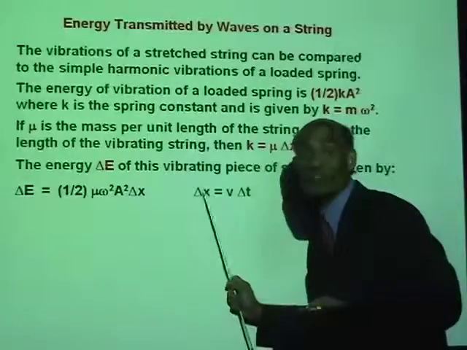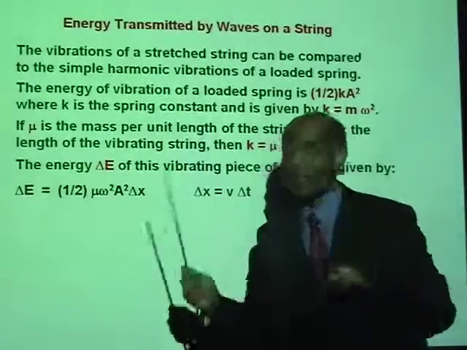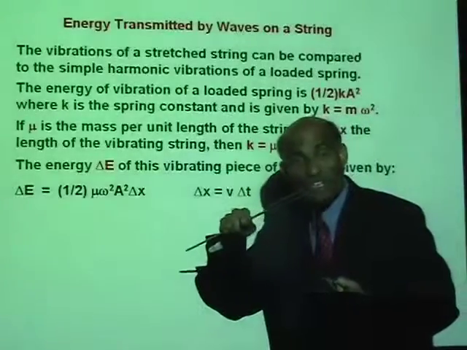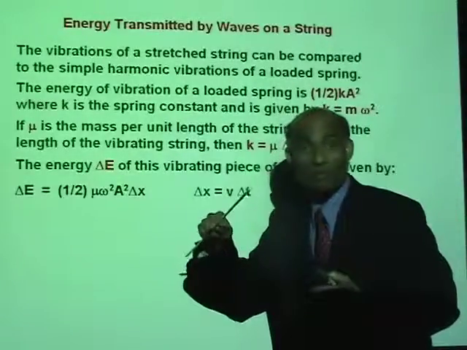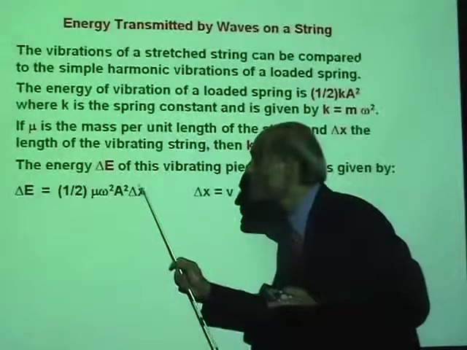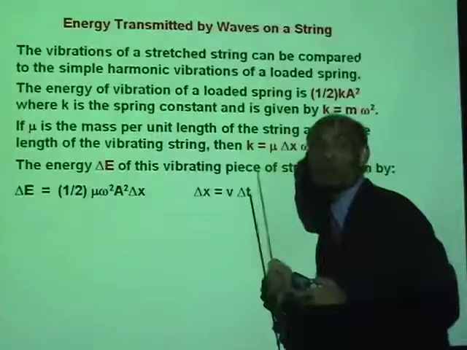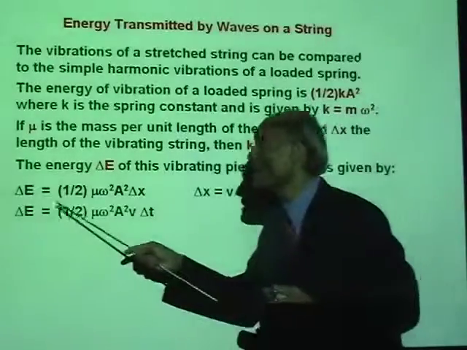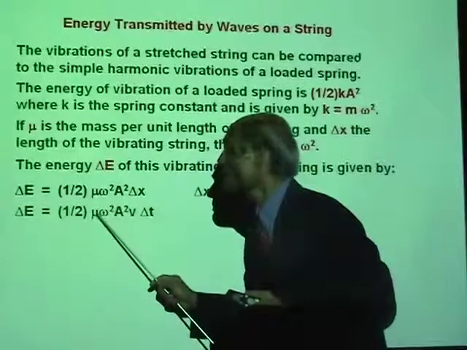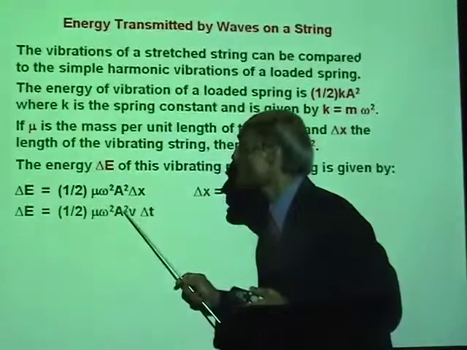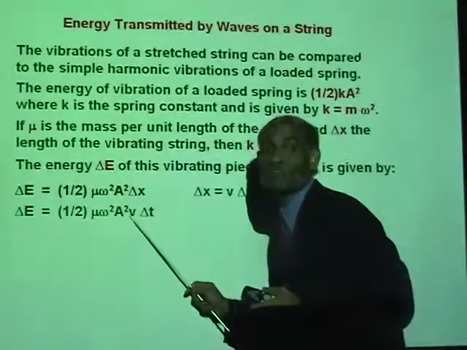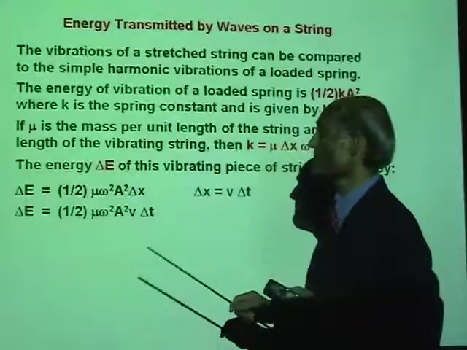Now, delta x, the length of the string, equal to V times delta t. Is that right? Where V is the speed. Speed multiplied by the time will give you the distance. So I'm going to replace this delta x by V multiplied by delta t. And what does the equation now become? Delta E equal to 1/2 mu omega squared A squared V delta t. Delta x is replaced by V delta t.